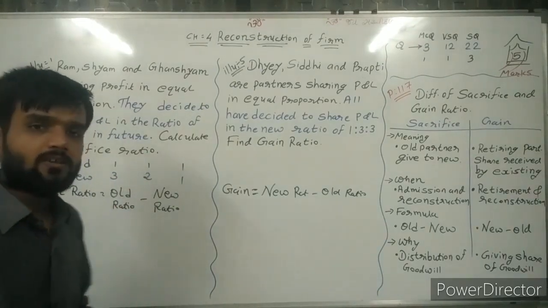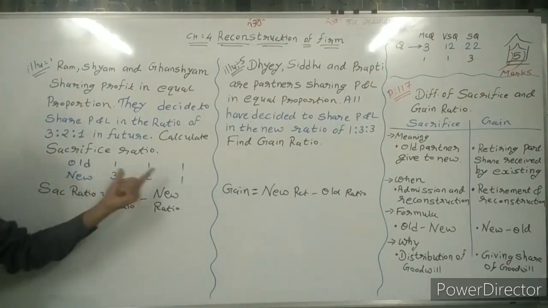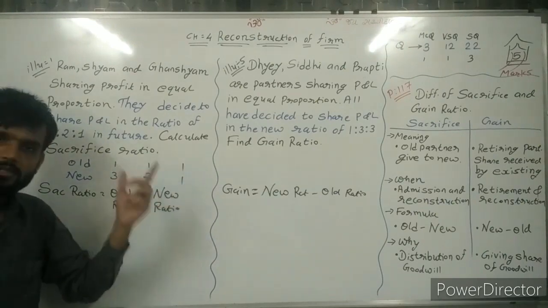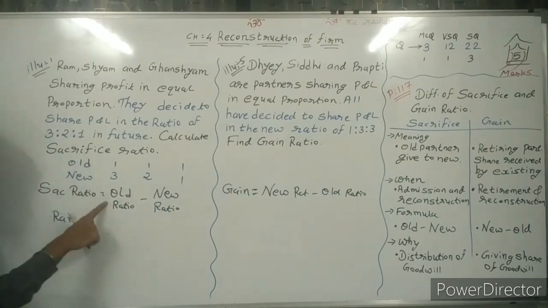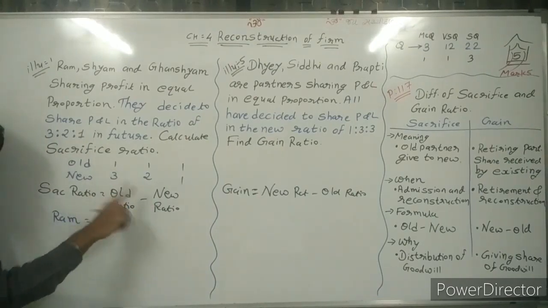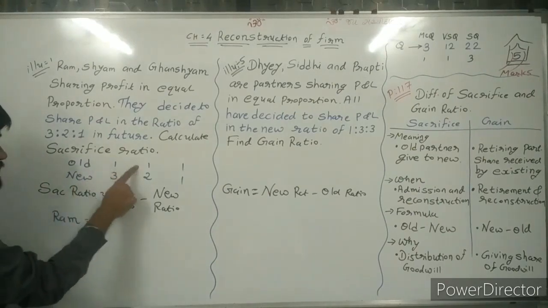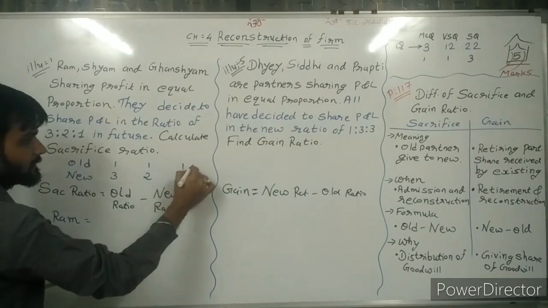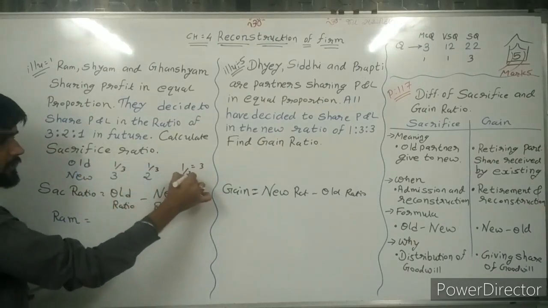Now what is the formula of sacrifice ratio for three partners? First is Ram, second is Shyam, third is Ghanshyam. First of all we are talking about Ram. What is the old ratio of Ram? Because first we have to write old ratio, then new ratio. The total of 1 plus 1 plus 1 is 3. So my old ratio is 1 by 3, 1 by 3, 1 by 3.